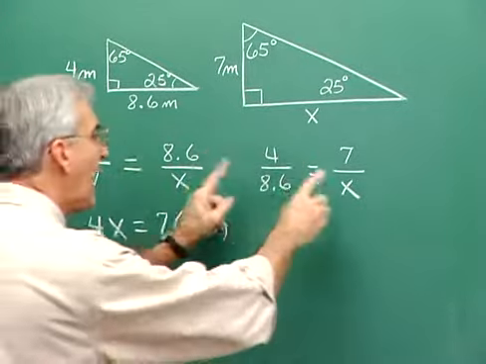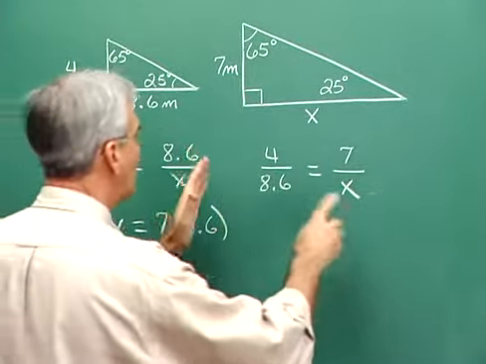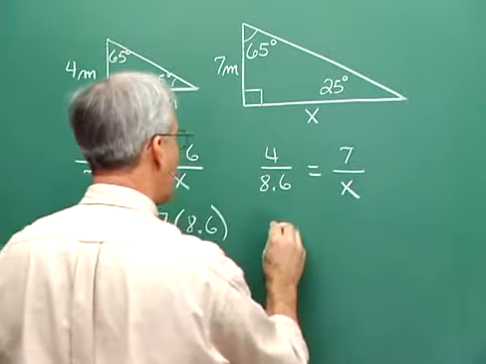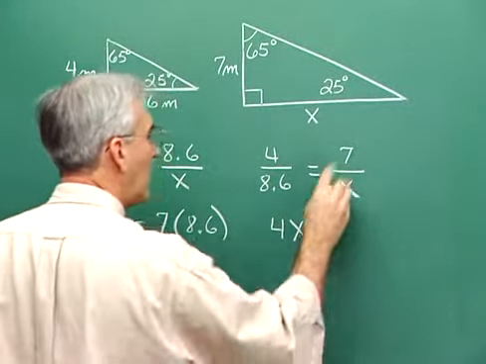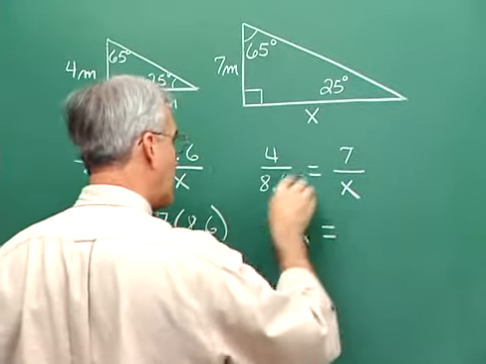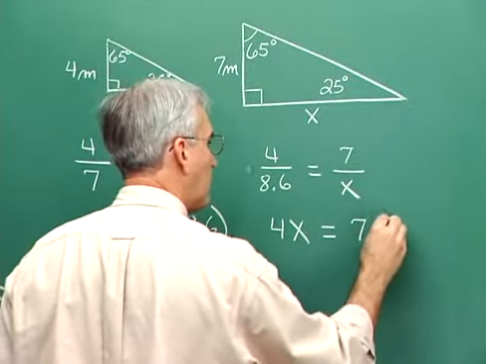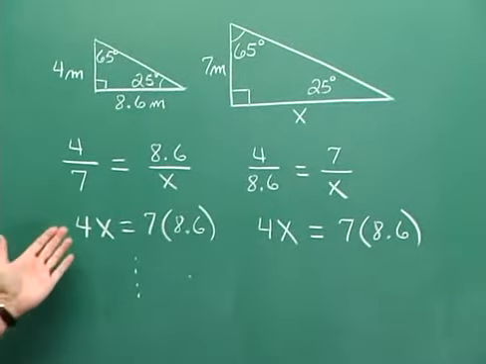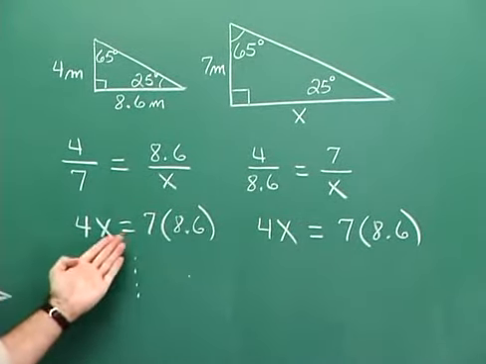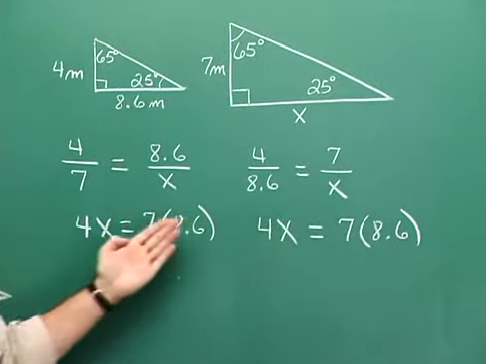Now, look at what happens over here. When I cross multiply, I get 4 times x, 4x, if I multiply along this diagonal first. And then I go along this diagonal and I have 7 times 8.6. Now notice in both situations I end up with exactly the same looking equation once I have cross multiplied.